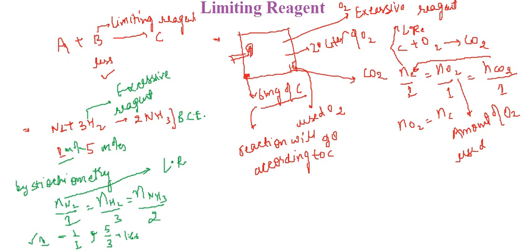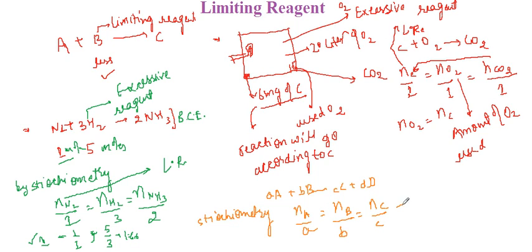Now suppose we take an example of a reaction like A plus B forming C plus D. From stoichiometry we know that the number of moles of A divided by the stoichiometric coefficient of A should be equal to the number of moles of B divided by the stoichiometric coefficient of B, which should equal the number of moles of C divided by its coefficient, and the number of moles of D divided by its coefficient.